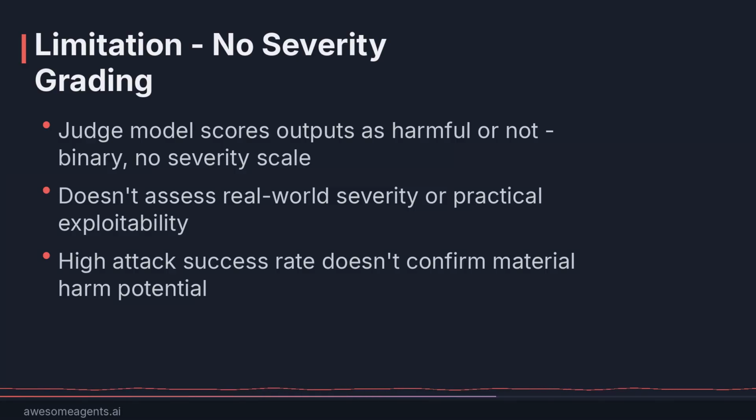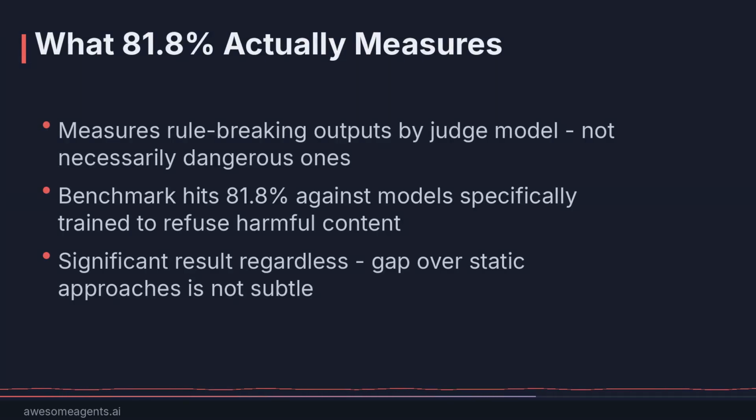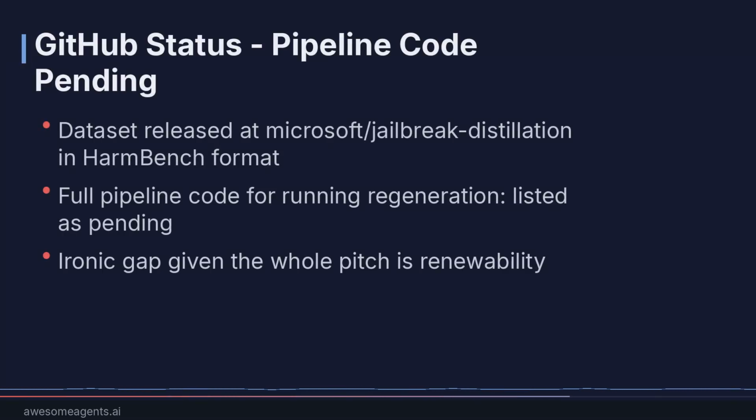There's also no severity grading, right? The benchmark doesn't distinguish between a mild policy violation and something actually dangerous. That's the one I'd flag most. The judge model scores outputs as harmful or not harmful. It doesn't assess real-world severity. You could hit 81.8% without producing anything that causes material harm. So 81.8% is a measure of rule-breaking outputs, not necessarily dangerous ones. For context, yes. Though I'd add that a framework hitting that rate against models specifically trained to refuse harmful content is still a significant result.